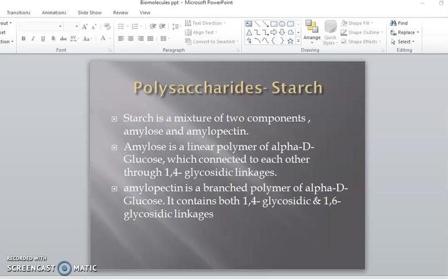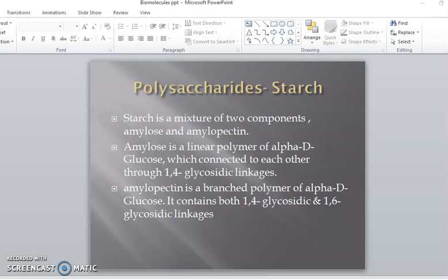Starch is a mixture of two components called amylose and amylopectin, where amylose is a linear polymer of alpha-D-glucose, and those alpha-D-glucose units are connected to each other through 1,4-glycosidic linkage. What do you mean by that? You have two alpha-D-glucose units. From the first carbon of one alpha-D-glucose to the fourth carbon of the next alpha-D-glucose, there is a linkage, and I will show you that later. That is what is called a 1,4-glycosidic linkage.